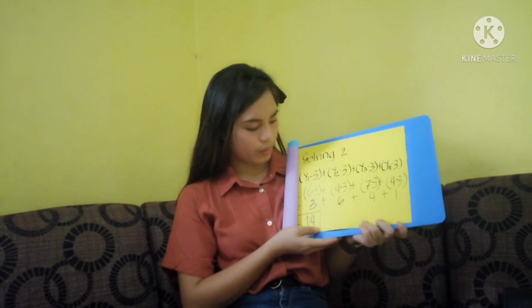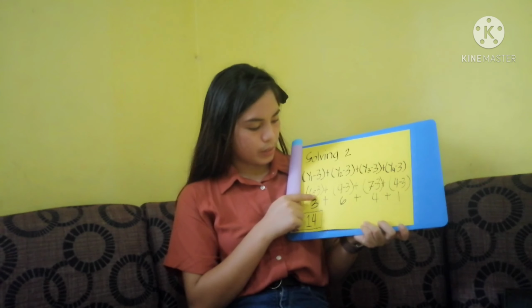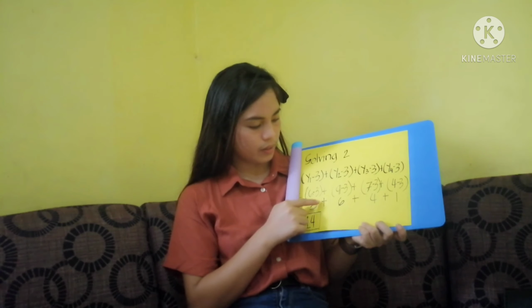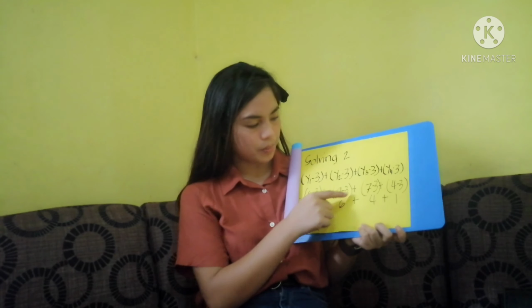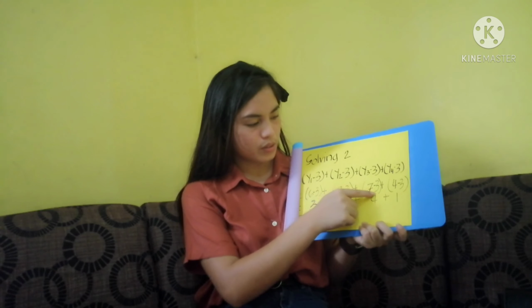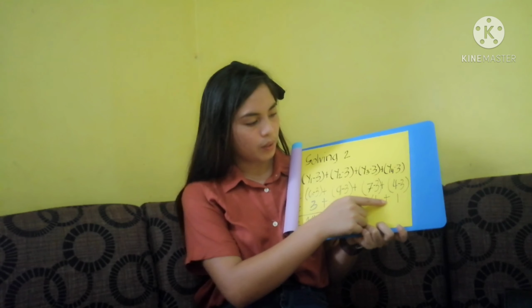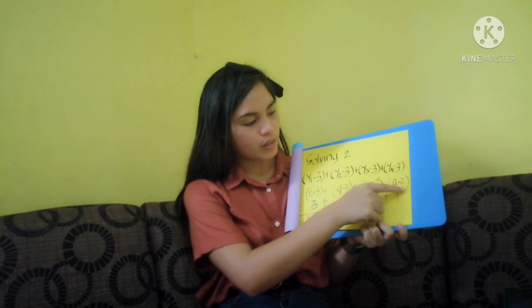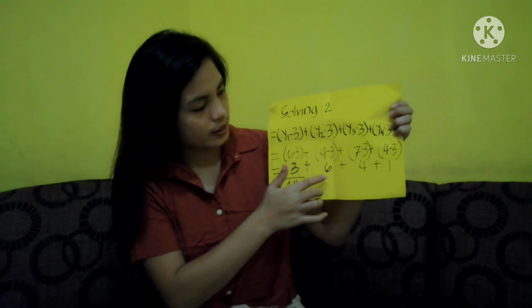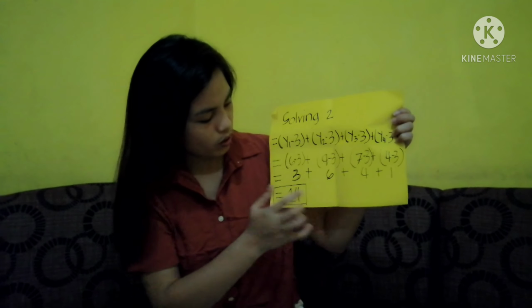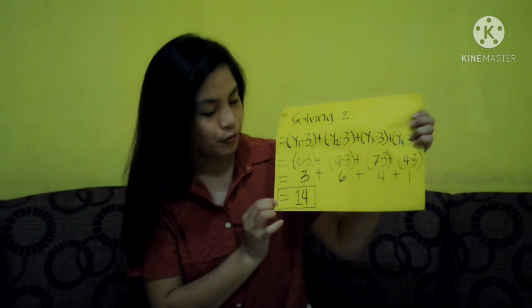6 minus 3 is 3, plus 9 minus 3 is 6, plus 7 minus 3 is 4, plus 4 minus 3 is 1. So 3 plus 6 plus 4 plus 1 is equal to 14.